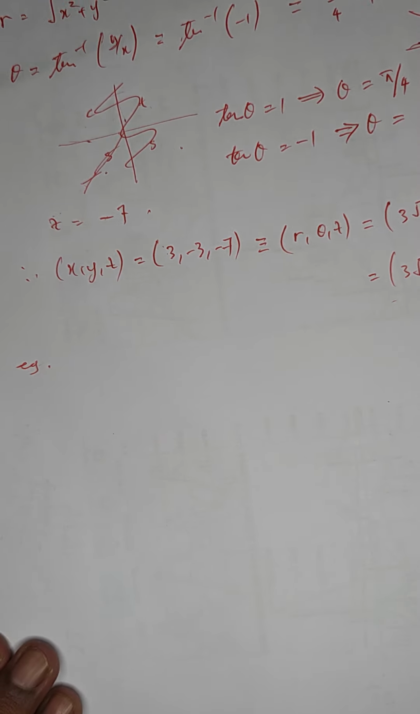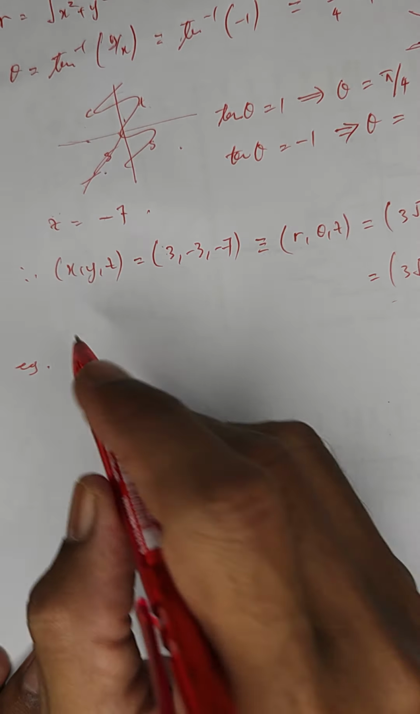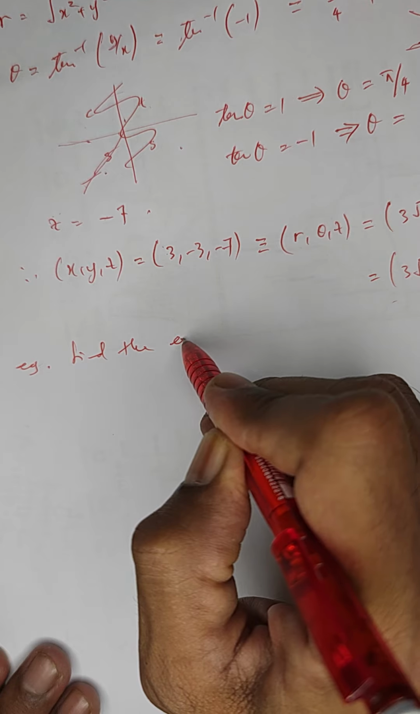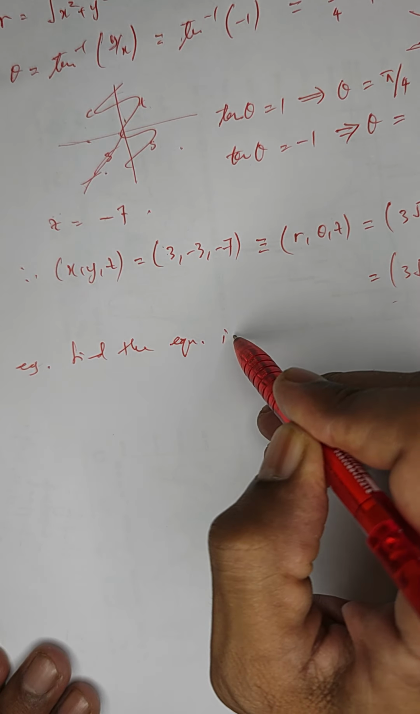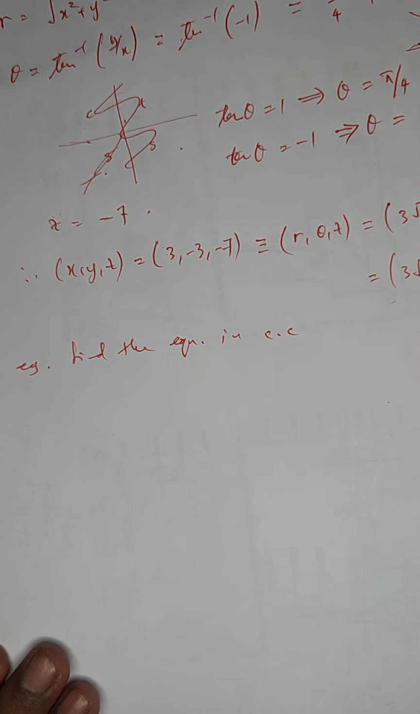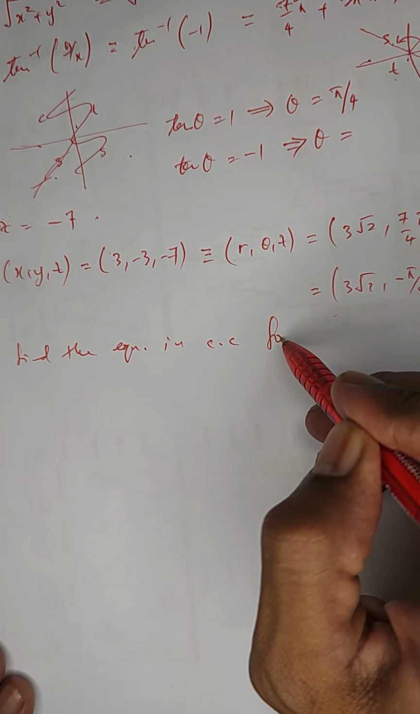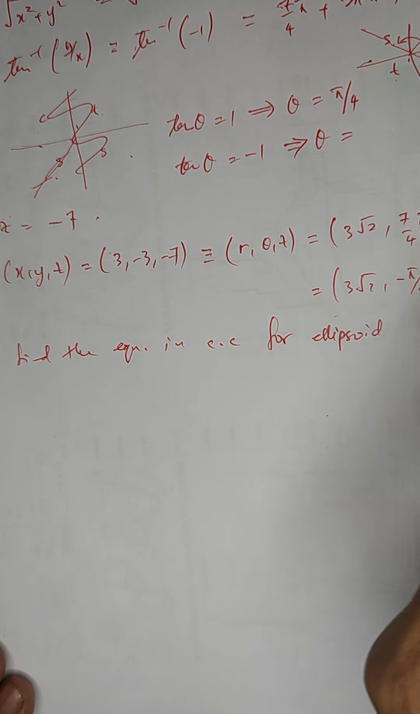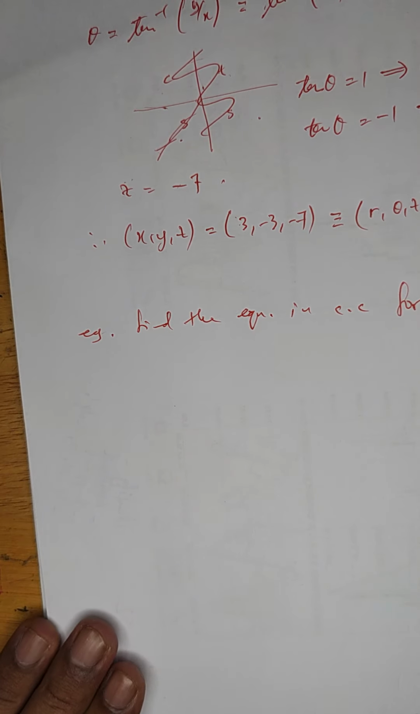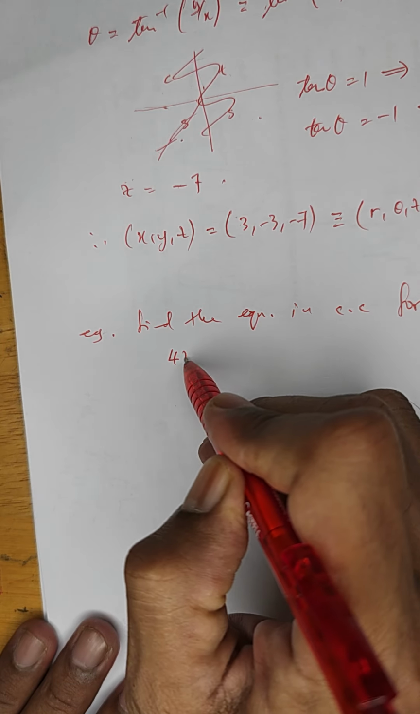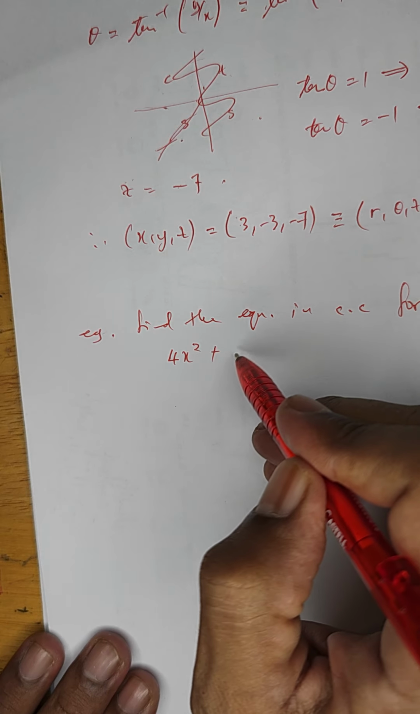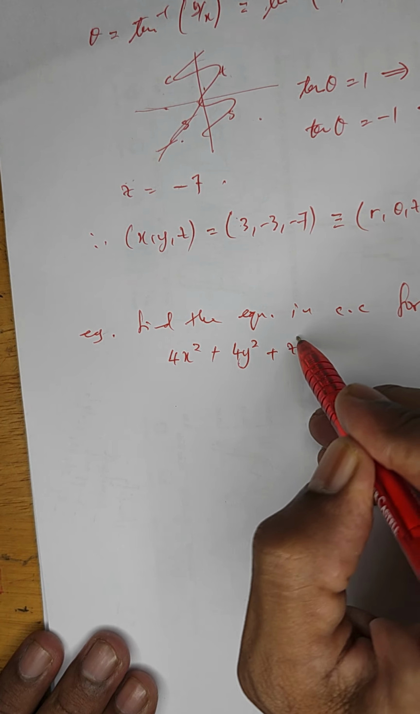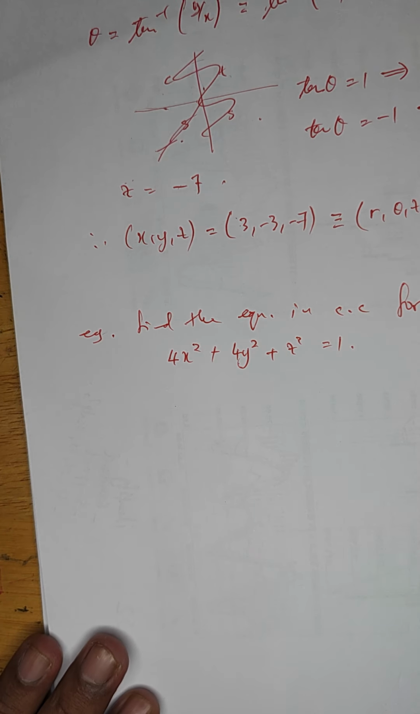I can give you another example. Find the equation in cylindrical coordinates for the ellipsoid 4x squared plus 4y squared plus z squared equal to 1.